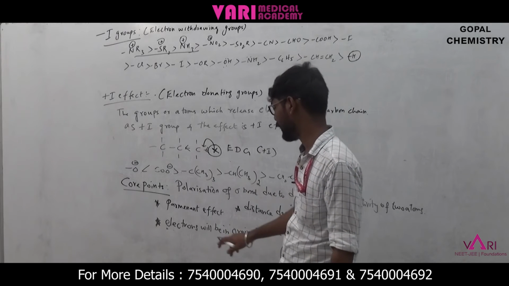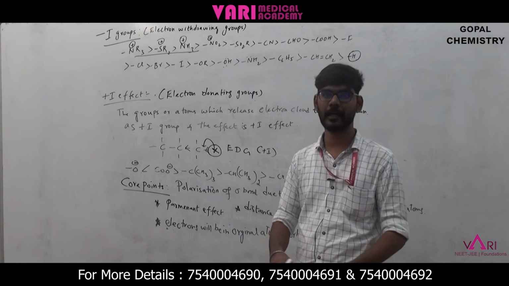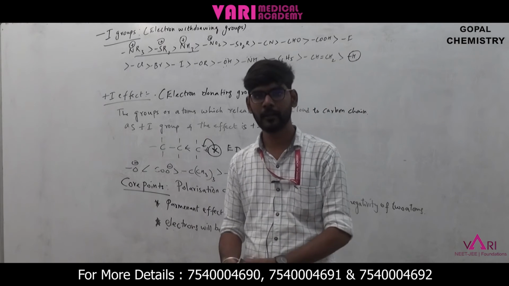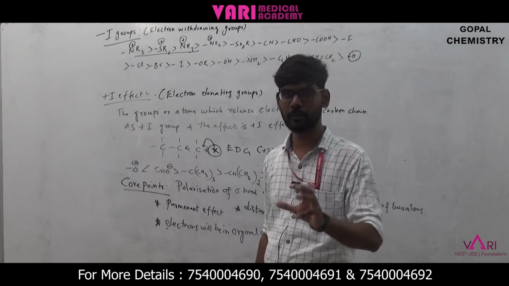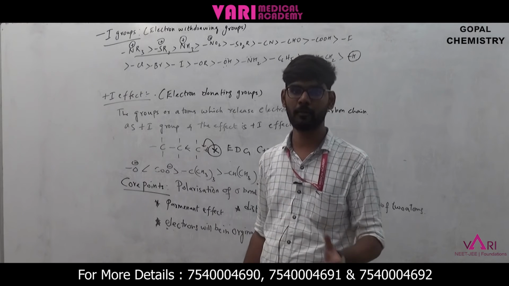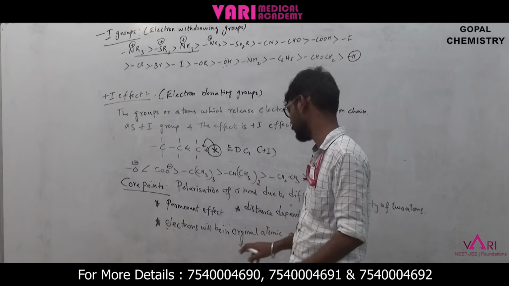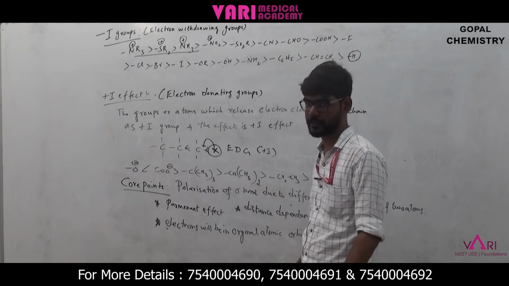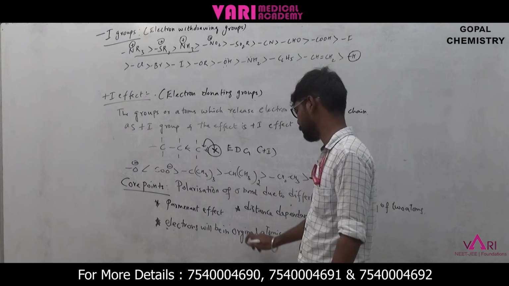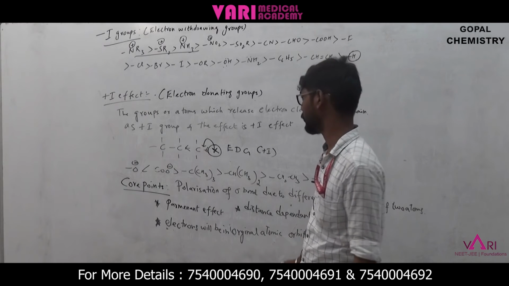And the next one is electrons will reside in the original atomic orbital. The electrons will not shift to any other atoms. So the electrons will be there in their original atomic orbital. There will be no change in the electrons. They are stable in that original atomic orbital, but the cloud will be changed by the dipole creation. So this is very important: electrons will stay in the original atomic orbital.